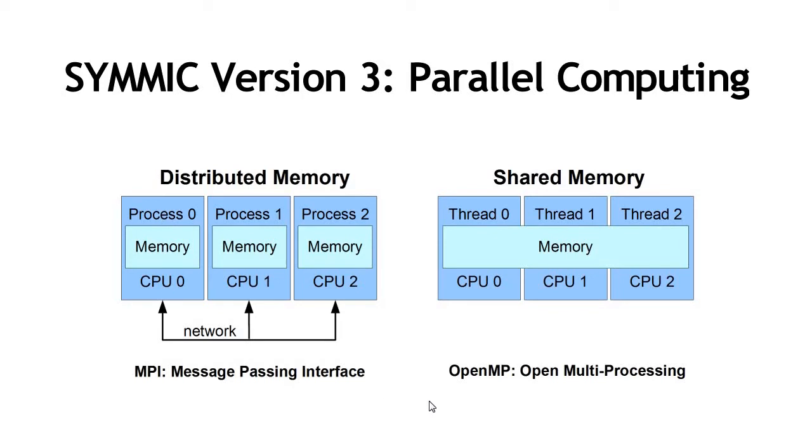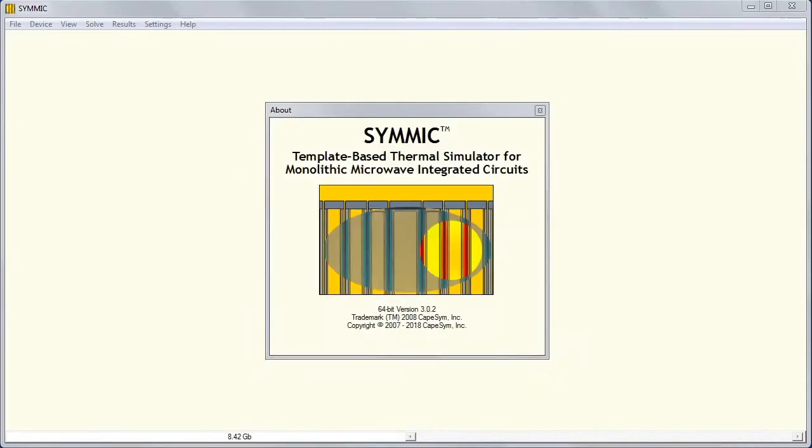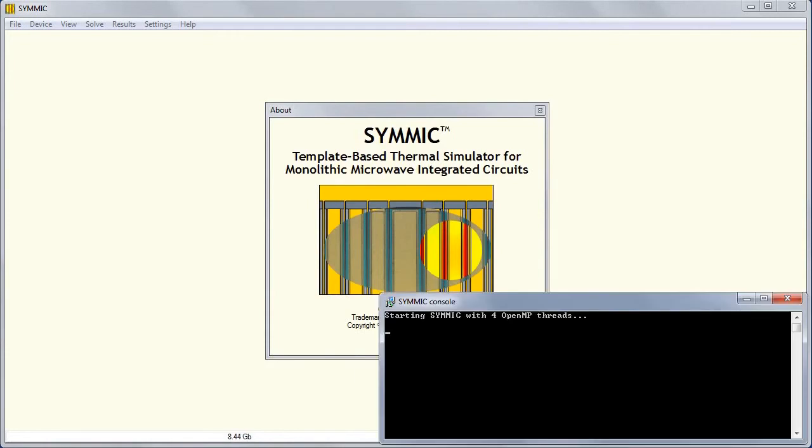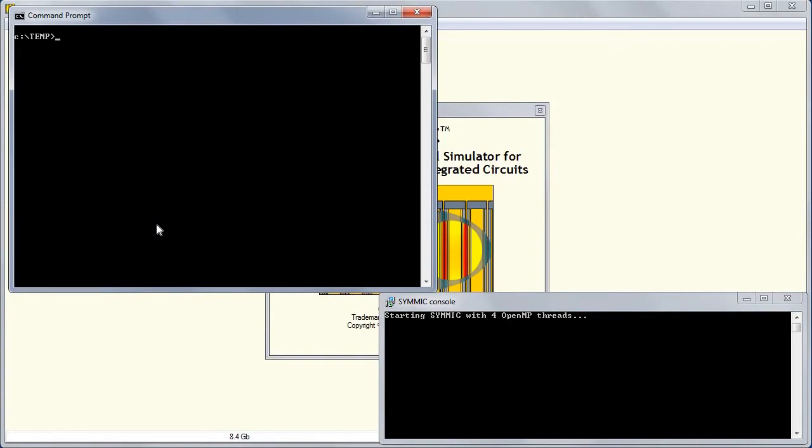nodes in a cluster. The OpenMP interface, on the other hand, is used for programming parallel threads that access a shared memory, such as the threads running in the cores of a desktop computer. The SYMMIC desktop application has only shared memory parallel computing, but the command line utility xSYMMIC uses both OpenMP and MPI to speed up computation.